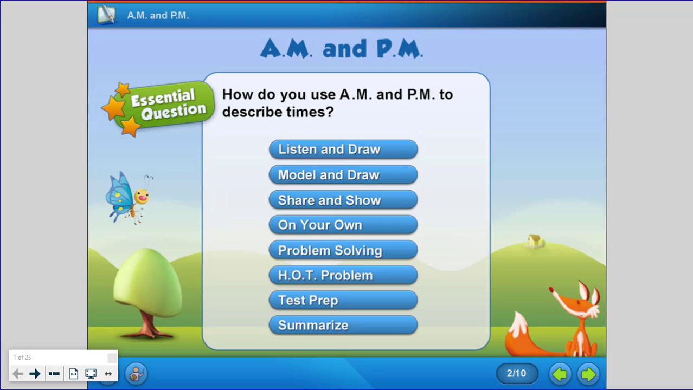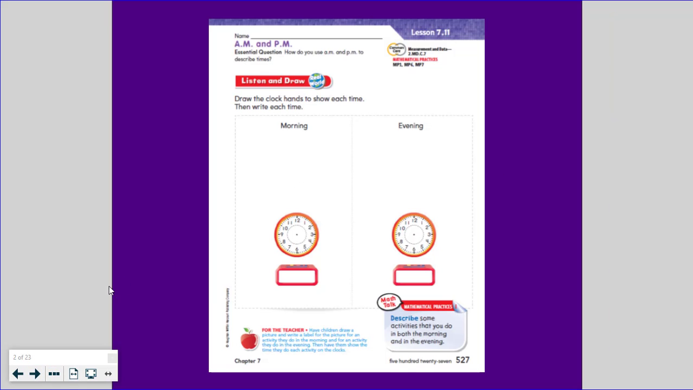So we've been working with time. Today we're going to be looking specifically at AM and PM. So our essential question is, how do you use AM and PM to describe times? So that's what we should be able to do at the end of our lesson. So we're on page 527.